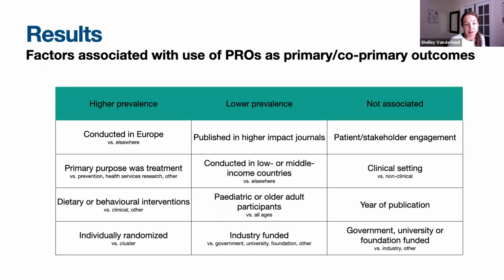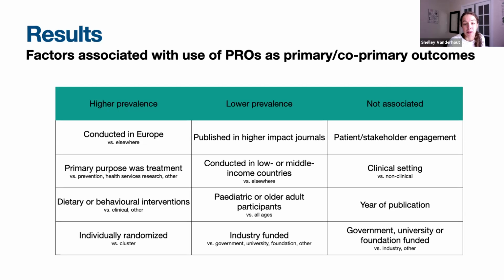Now, for factors associated with the use of PROs as primary and co-primary outcomes, we found that there was a higher prevalence of use of PROs among trials conducted in Europe, those which had a primary purpose of treatment, those which tested dietary or behavioral interventions, and those which were individually versus cluster randomized.